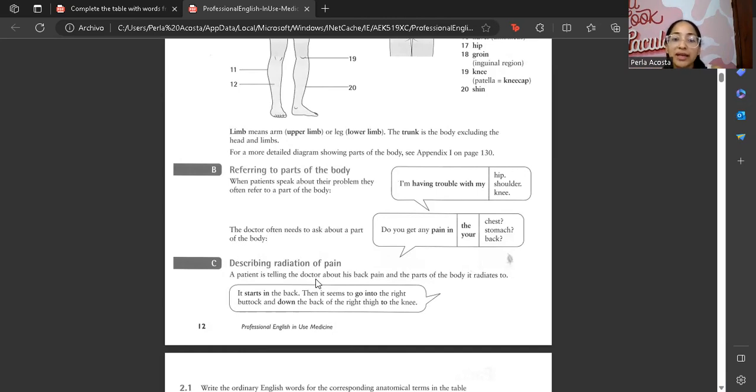The doctor often needs to ask about a part of the body. Do you get any pain in the chest? Do you get any pain in your stomach? Do you get any pain in the back or in your back?